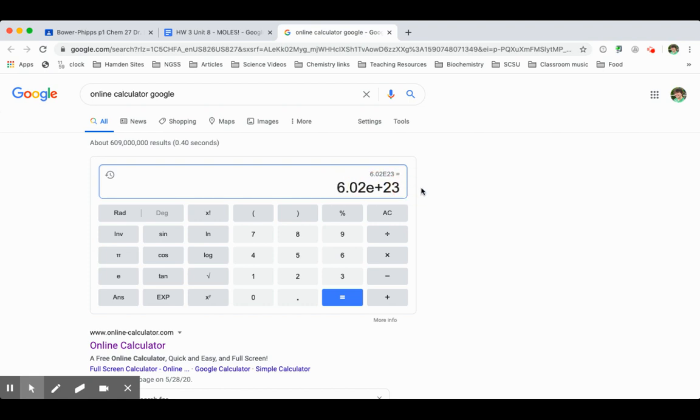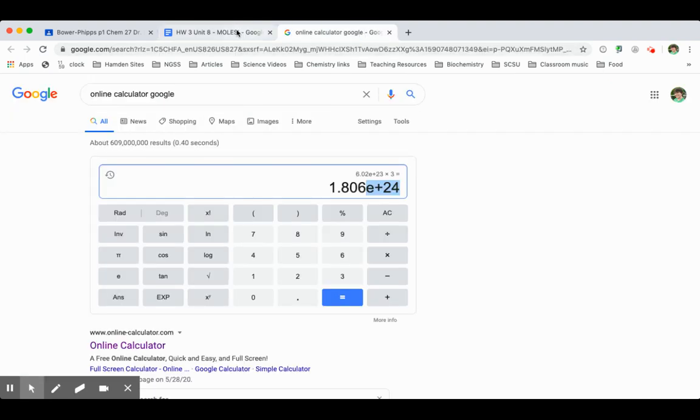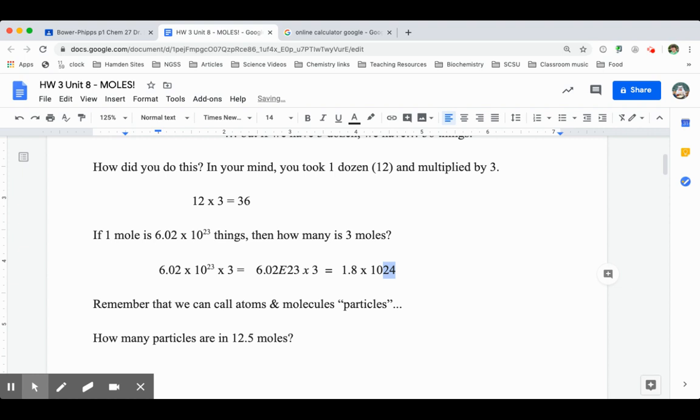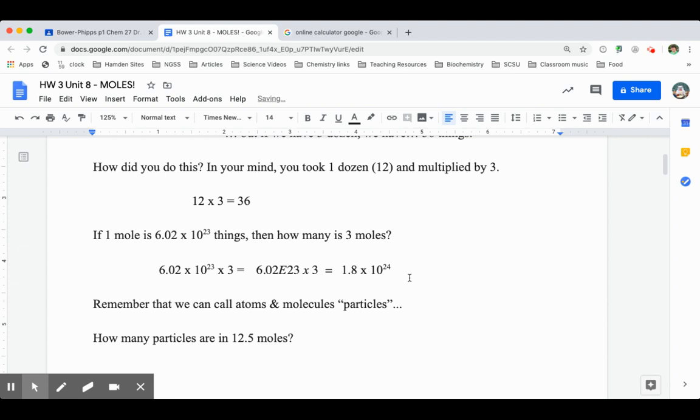If we have 3 of them, then just like a dozen, we multiply by 3 and we get 1.806. This E is our exponent, times 10 to the 24th. So I'm going to write this down as 1.8 times 10 to the 24th. Now remember, you can put that 24 into a superscript. So 3 moles is 1.8 times 10 to the 24th things, whatever those things are.